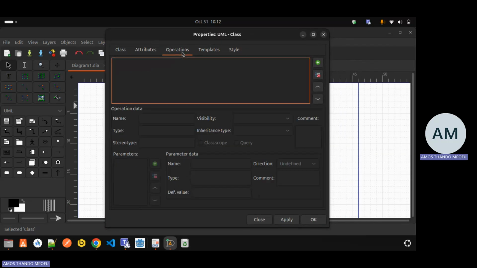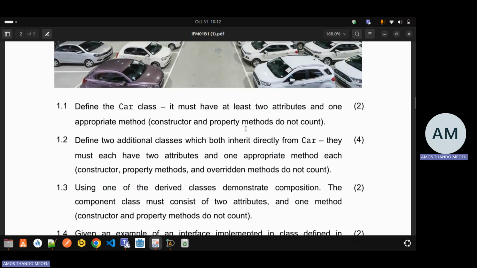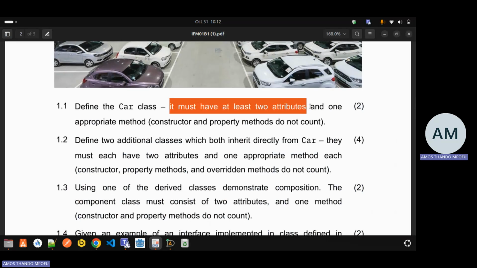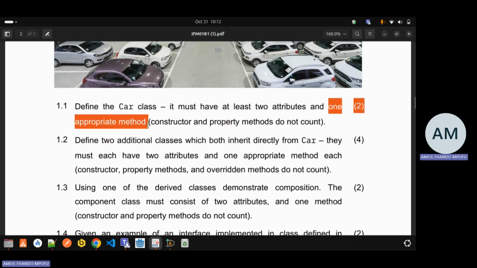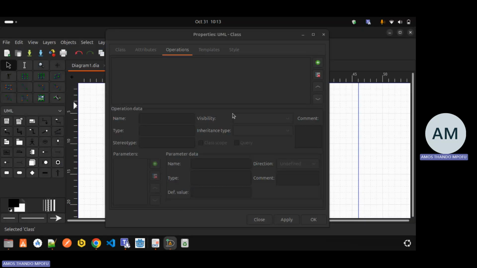So I'm gonna continue. Now I go to operations, and I only need one operation. Remember, this is worth 2 marks, right? It shouldn't take you a lot of time. You must have at least two attributes. We did create those. Now we are lacking one appropriate method, right? To be honest, this was a really bad example, but you just have to work with what you have. I might take time to come up with answers when it comes to all the other classes, but here it shouldn't take too much time.